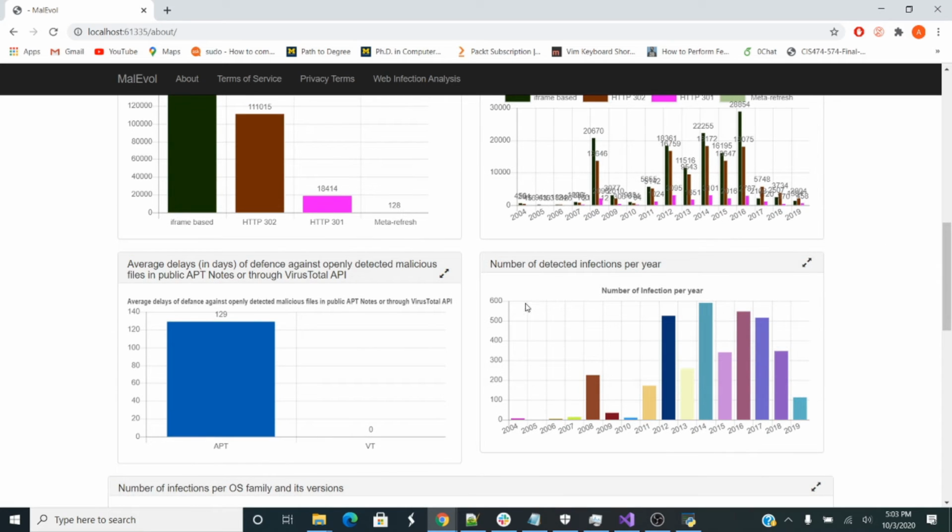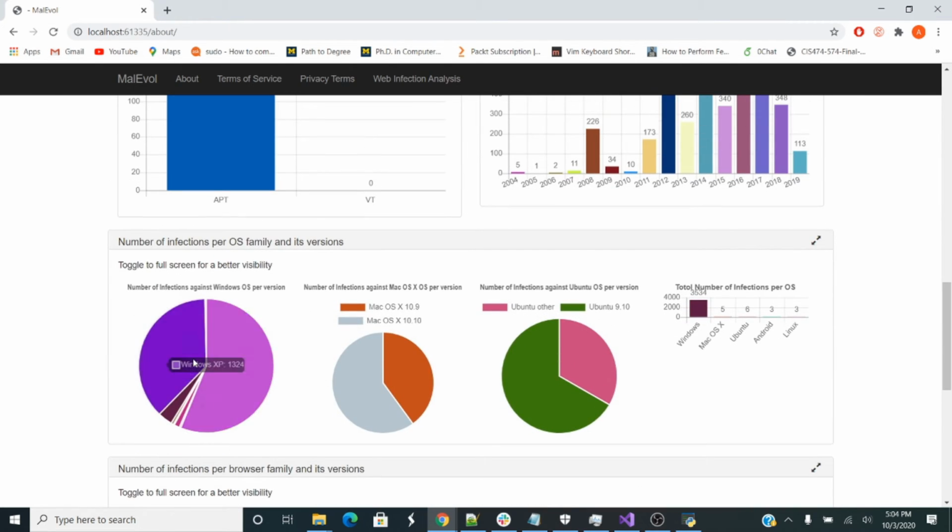We also represent the results of infection per year, and we investigate the average delay in days of defense against openly detected malicious files. So those detected malicious files can be publicly available either through APT notes or through VirusTotal API. So here we represent this average delay in defense in terms of APT notes, which is around 129 days, and it's around zero for VirusTotal.